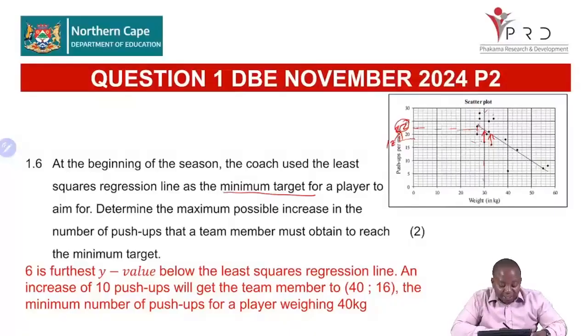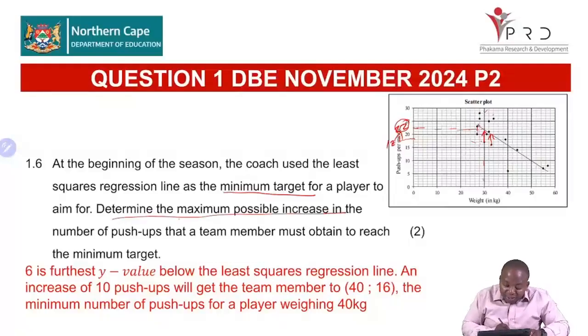So this question says determine the maximum possible increase in the number of push-ups that a team member must obtain to reach the minimum target. So we are looking at the maximum increase, like this one increased by 5. So the maximum one is the one that is far from the target. So our target here, remember, is our regression line.